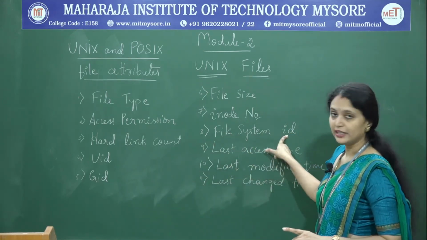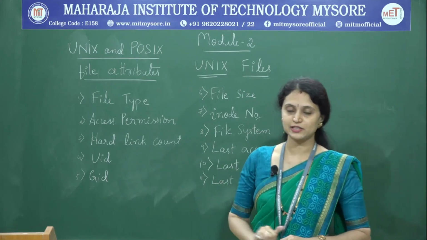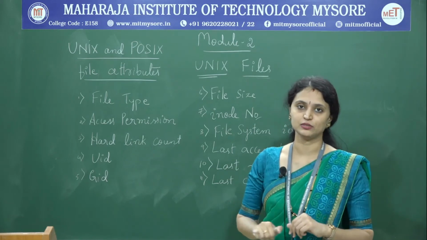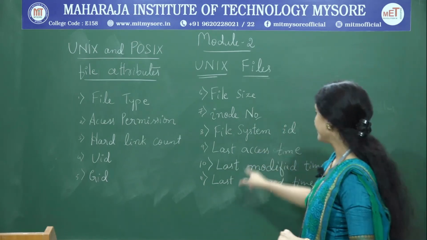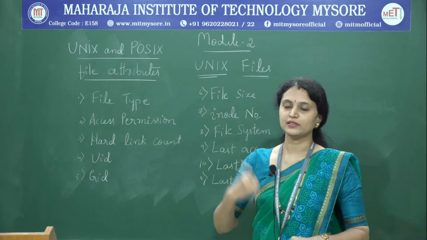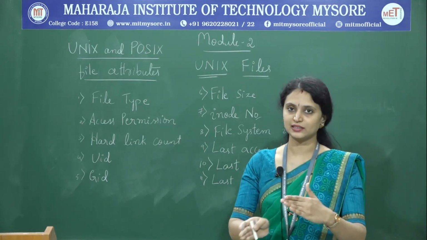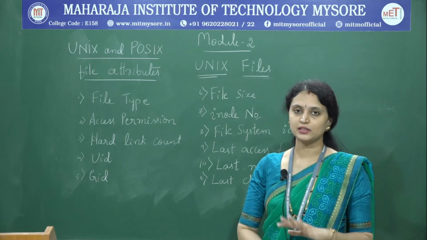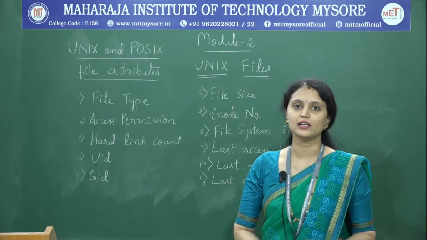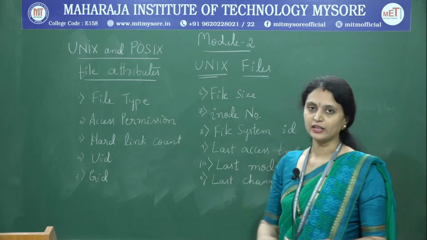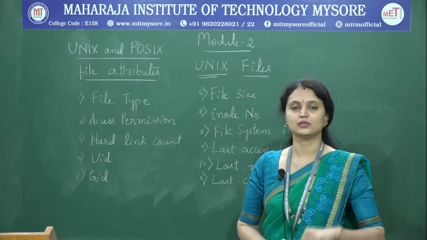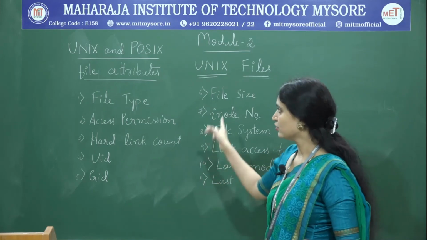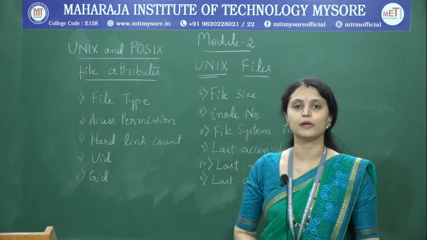Next, file system ID, it specifies the file system ID of that particular file under the file system of the Unix operating system. And next, last access time, it represents the time the file was last accessed. Then last modified time, it represents the last modified time of that file. And then last changed time, it represents the last changed time of that particular file. So these are all the file attributes of a file in Unix operating system.